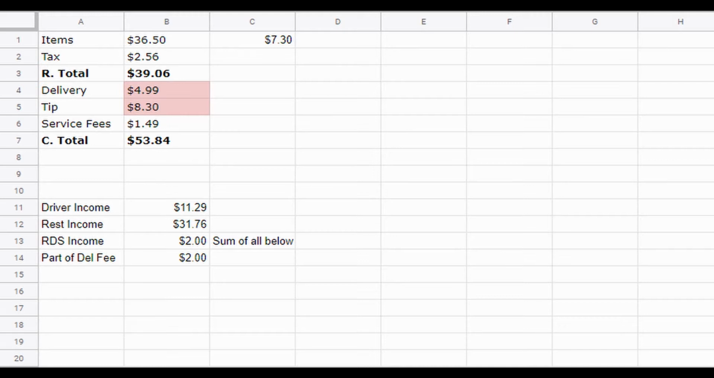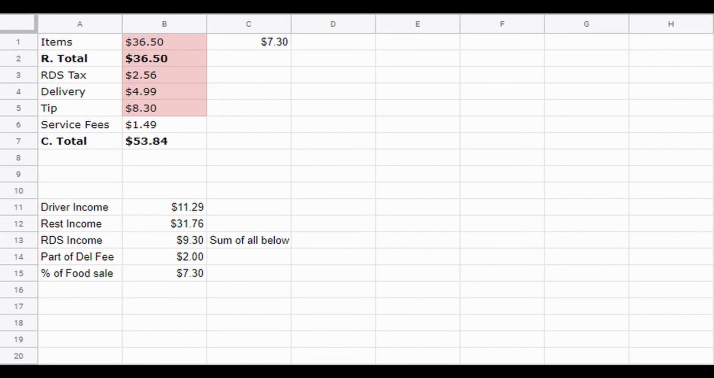And to calculate the disbursement to the restaurant, all you have to do is subtract that $7.30 from the R total. And you will notice that in this example, we are remitting all of the tax to the restaurant. So the system will automatically add that into the R total as you see on screen. So now we know that we need to disperse $11.29 to the driver and $31.76 to the restaurant.